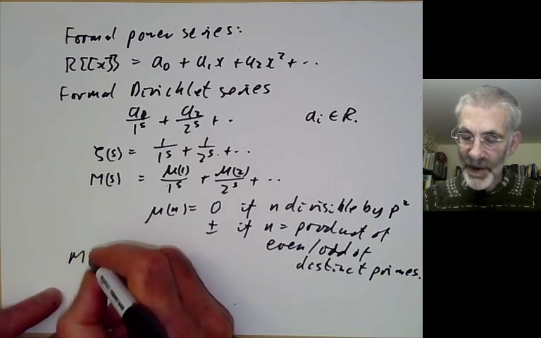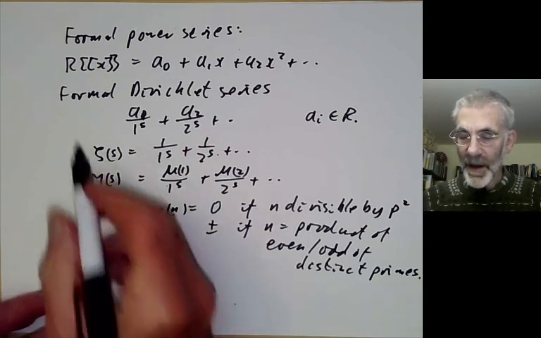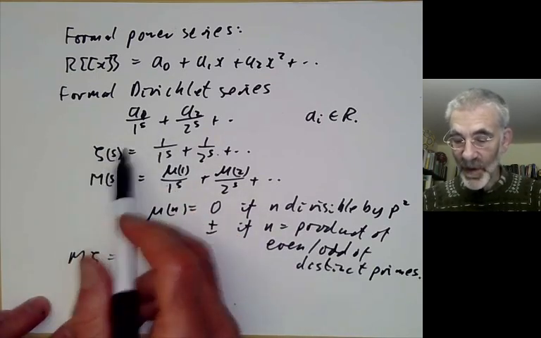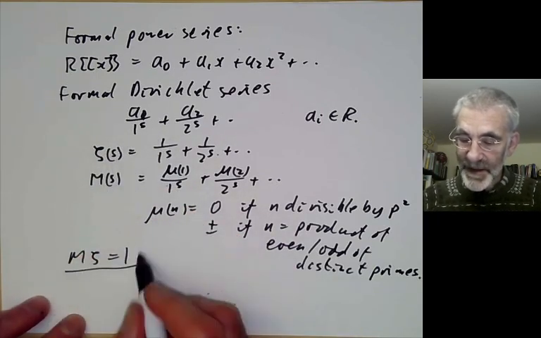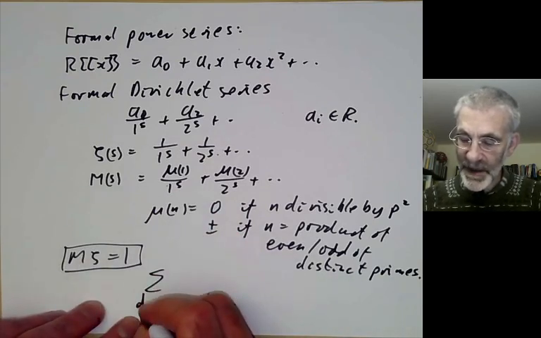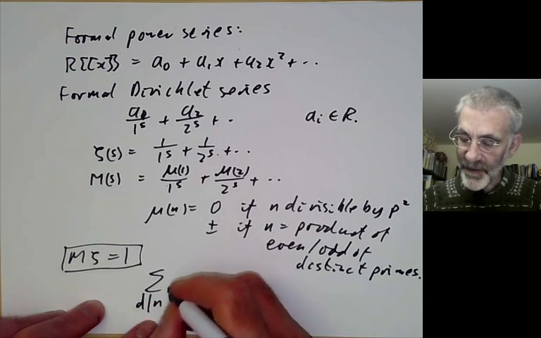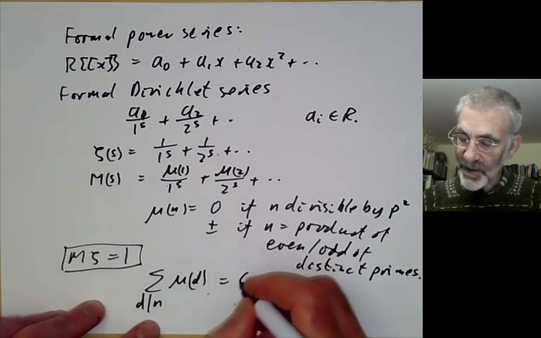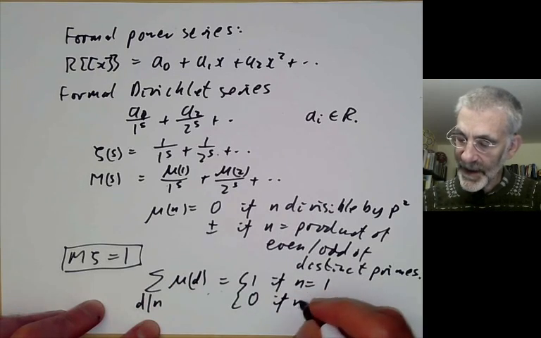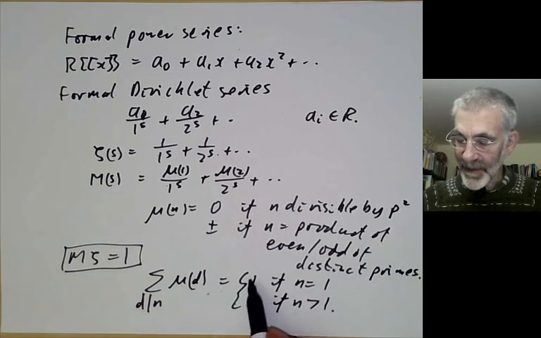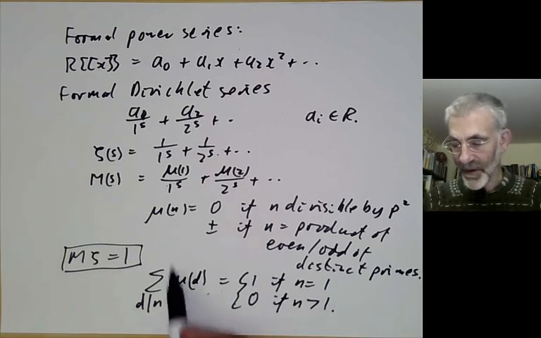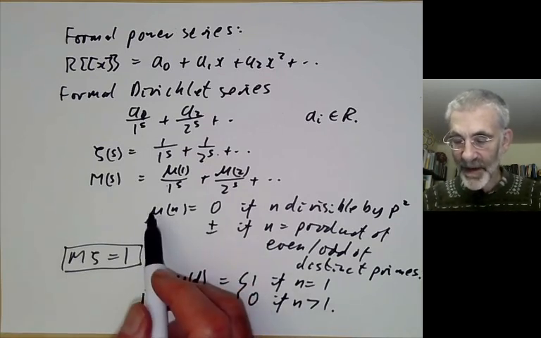So you can write m times zeta is equal to 1 in the ring of formal Dirichlet series over a ring. And this identity turns out to be equivalent to the following identity. If you take the sum over d dividing an integer n of mu of d, then this is equal to 1 if n is equal to 1 and 0 if n is greater than 1. This can be taken as almost a defining property of mu, if you like, and you can then work out that mu is given like that.